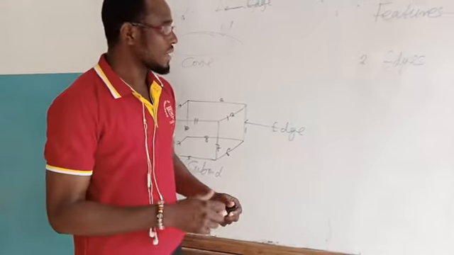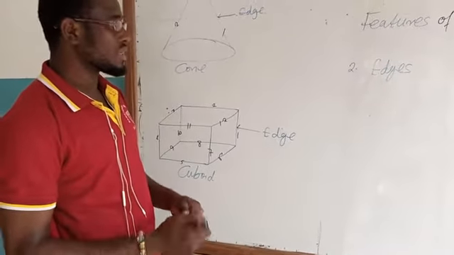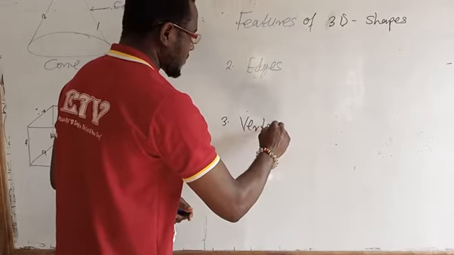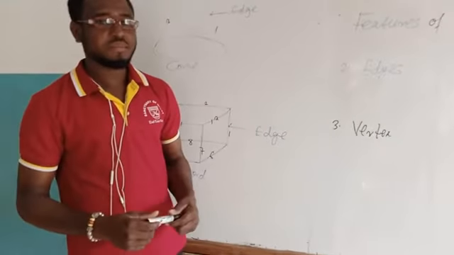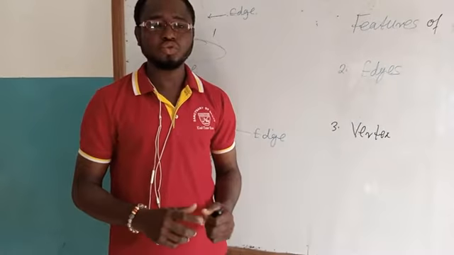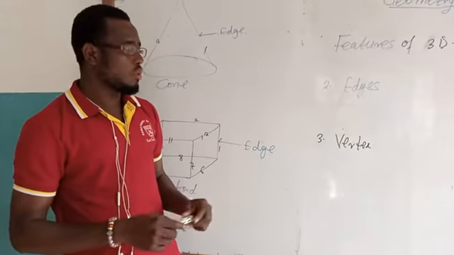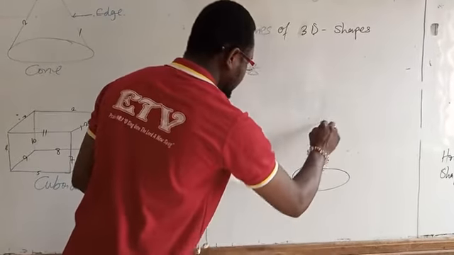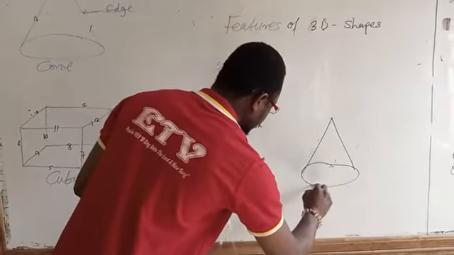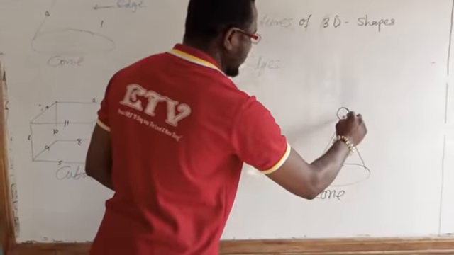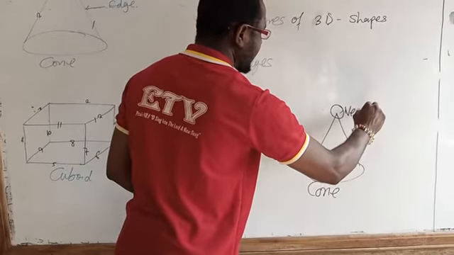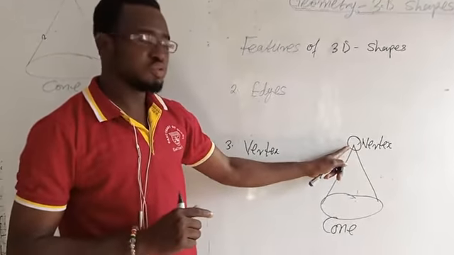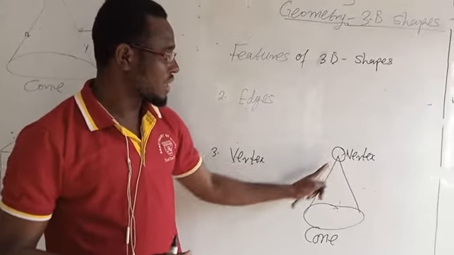Alright, let's look at another feature of the 3D object, which is the vertex. A vertex is a point where two or more lines meet. So let's have an example. Let's use the cone. Good, this is a cone. So this is the vertex. The point here is the vertex. That is the vertex. I said it's the meeting point of two or more lines. So this is a vertex.